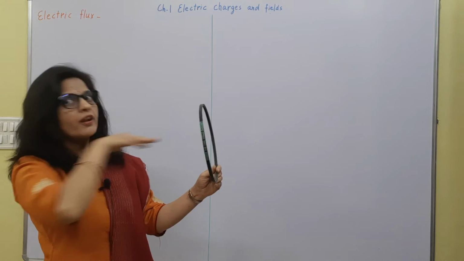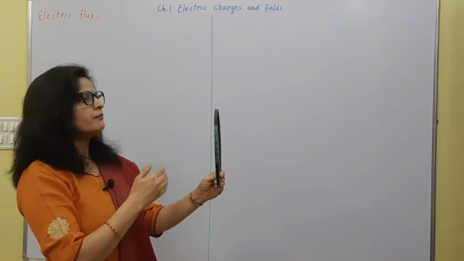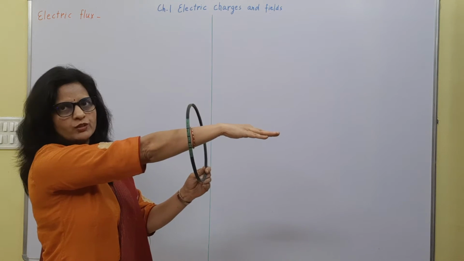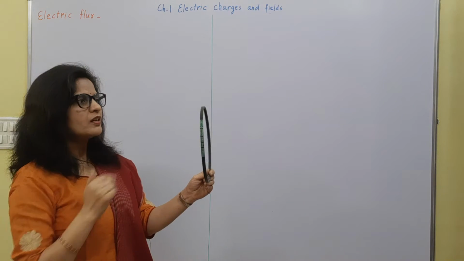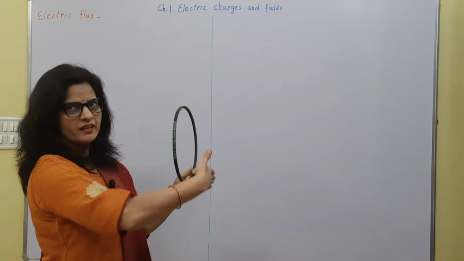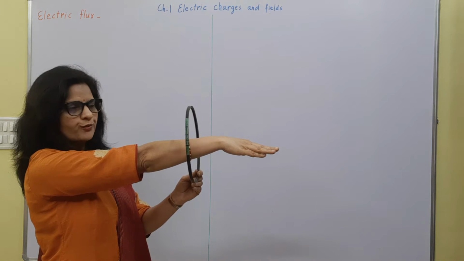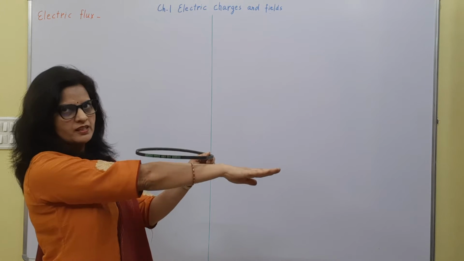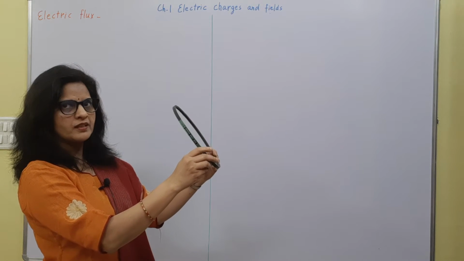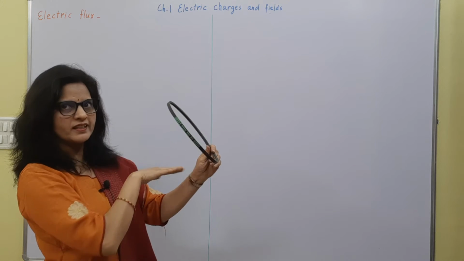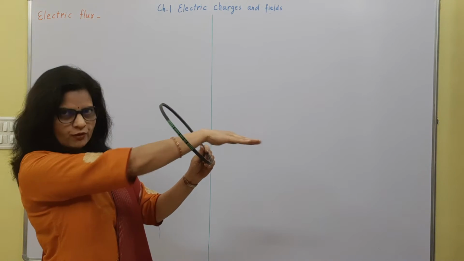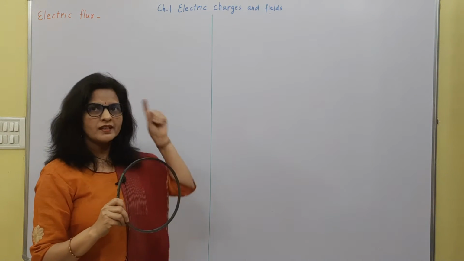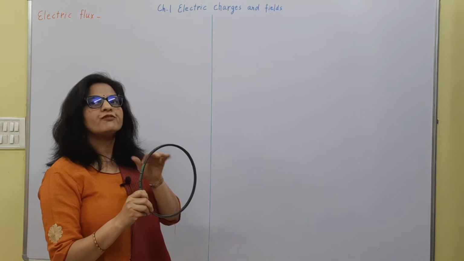So that means water flux is maximum, or you can say water flow is maximum, when the ring is held perpendicular to the water flow. Perpendicular means here the plane of the ring is perpendicular to the water flow. Here the plane of the ring is parallel to the water flow, so no water is passing through it. When the ring is kept in some direction other than perpendicular and parallel, there will be water flow, but it will be less. So we can understand the electric flux by comparing it with this case.